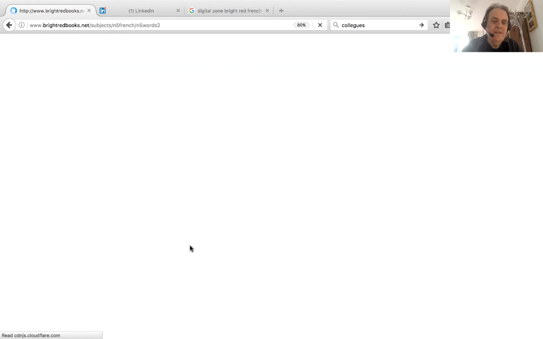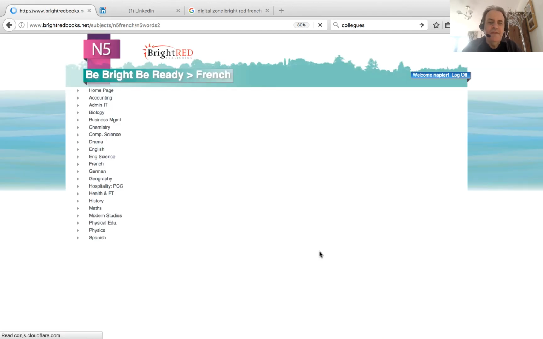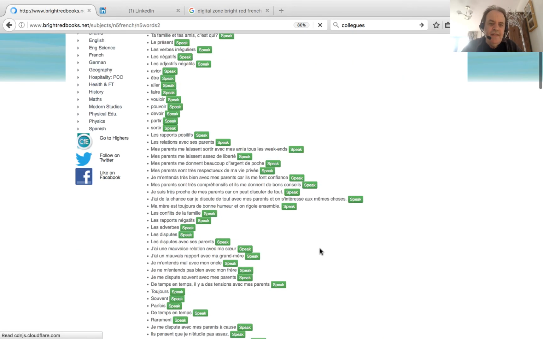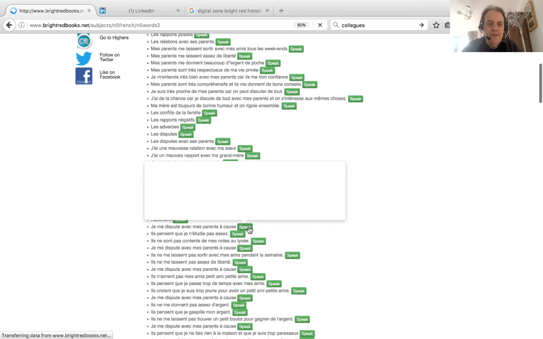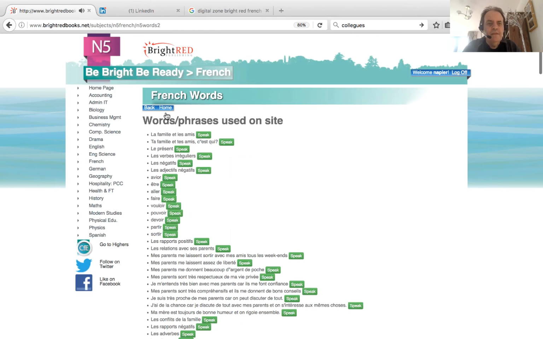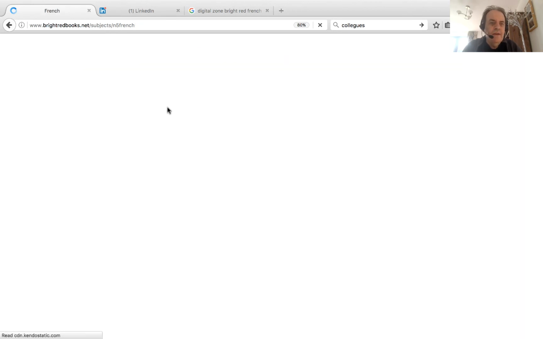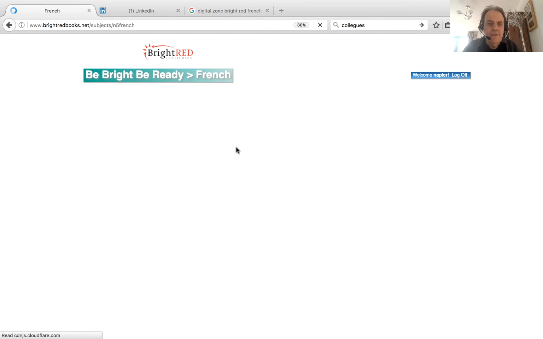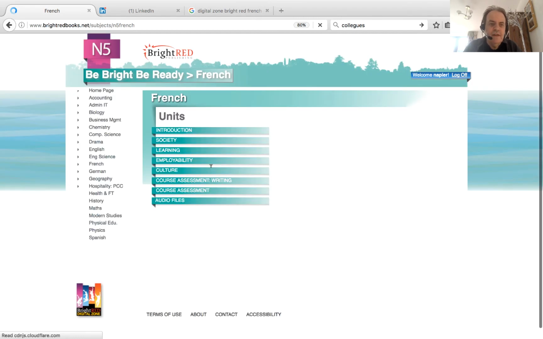And then you should find most of the words and phrases from the book actually inside this page here. Je me dispute avec mes parents à cause. Okay, so the same goes for the other languages covered inside N5 and higher.